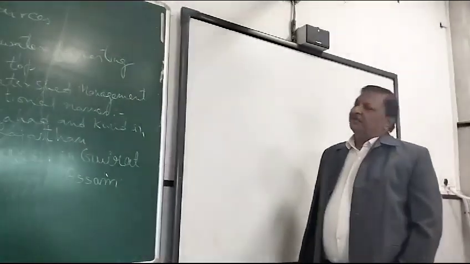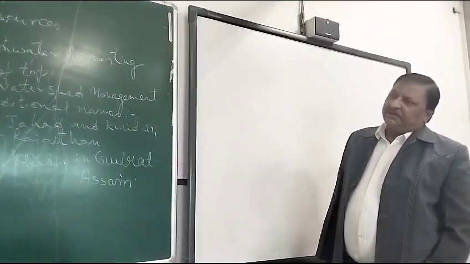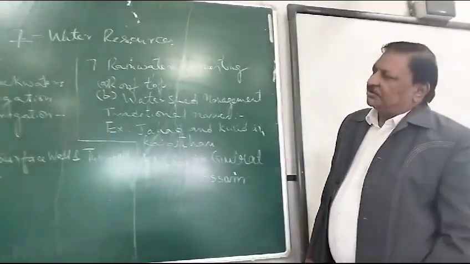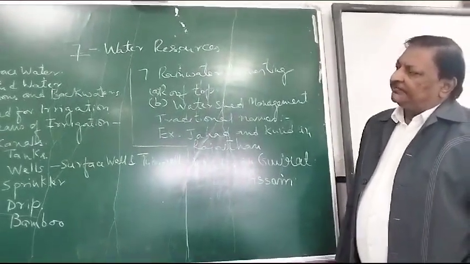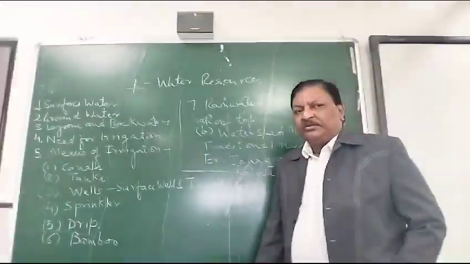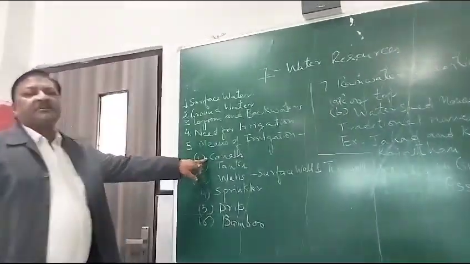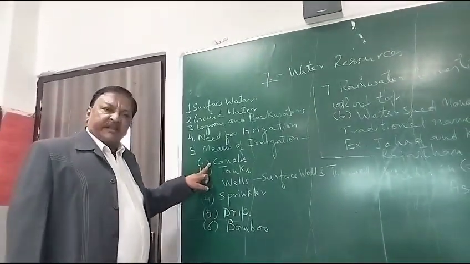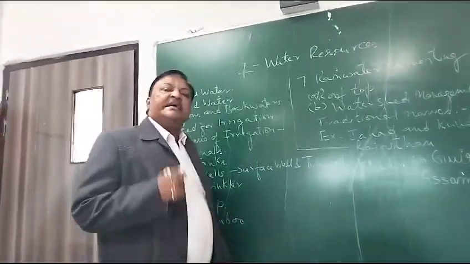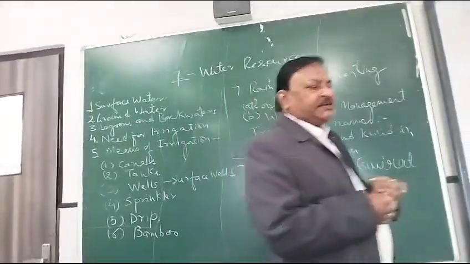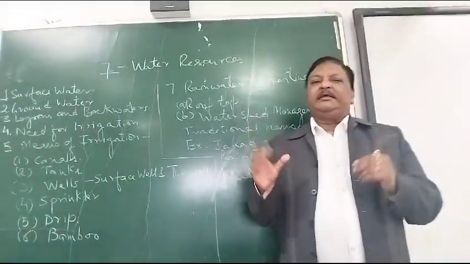Okay, so our next topic in this lesson on water resources is the means of irrigation. In the means of irrigation, the first topic is canals, and these canals are of two types. One is called the perennial canals, and the other is called the inundation canal. Now, let's understand the first one, the perennial canals.